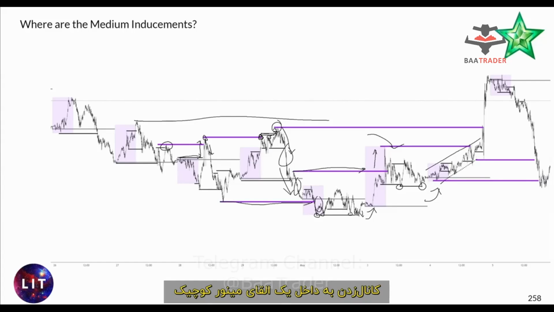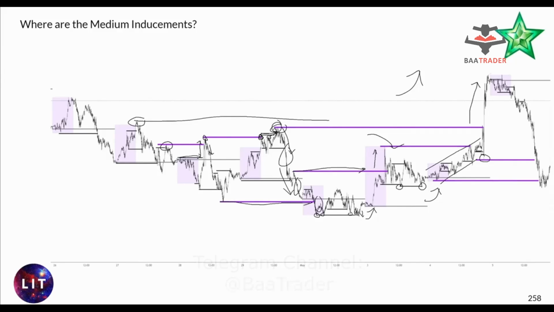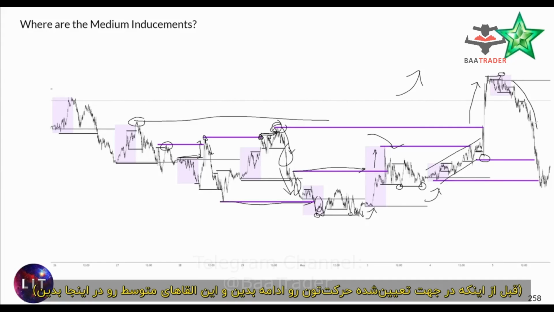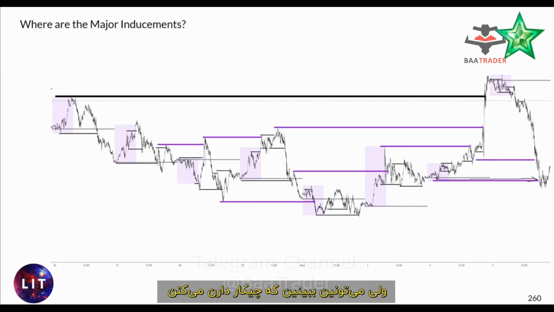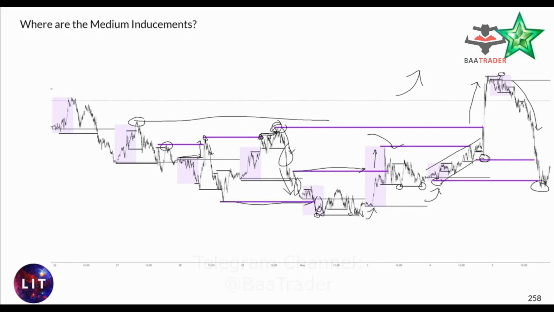Again, channeling into little minor inducement, into medium inducement, all of this momentum tricking everyone into thinking it's going to continue higher, buys, and then in Asia we have another little inducement before continuing in the intended direction and giving these medium inducement here. But you can see what they're doing, just building liquidity, and they're giving a false reaction away. And then to end the week we have this, and we just consolidate a bit after our minor inducement.